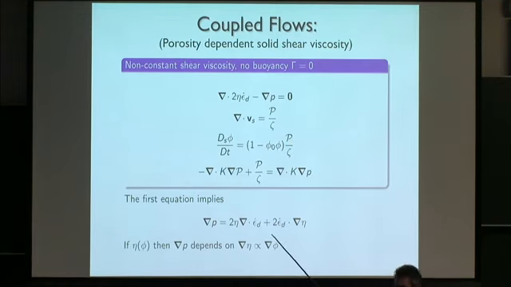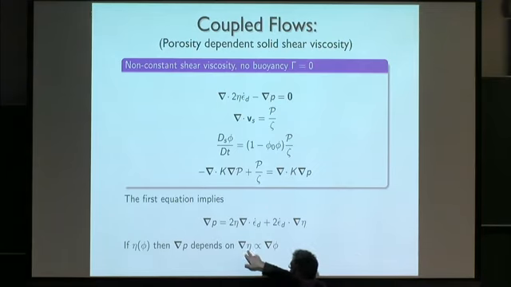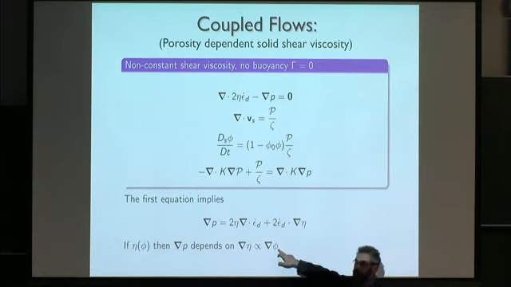Eta is now a function of porosity. That's the key. This is important: for any variable viscosity, you will couple incompressible and compressible flow. If the viscosity depends on porosity, then grad P will depend on gradients of porosity.